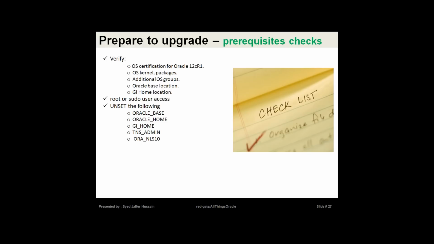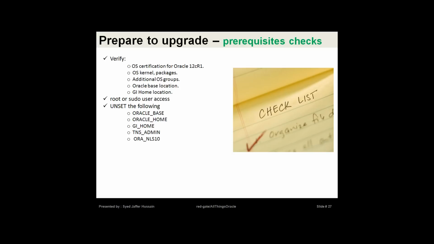What you need to do is first verify whether your existing operating system is certified with 12c release 1 or not. So you have to go to Oracle Metalink, or My Oracle Support, and see whether your existing operating system is certified for the new release. If not, you have to upgrade your operating system. After that, if your operating system is certified for the upgrade, the next thing is to check the kernel parameters and packages that are required for Oracle 12c release 1. And also you need to look for additional OS groups.